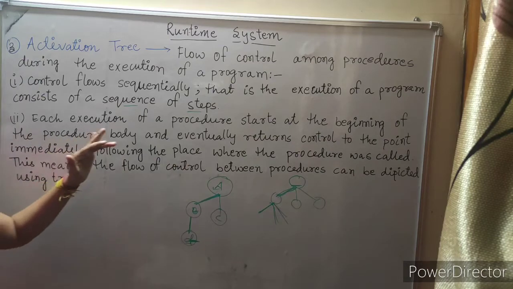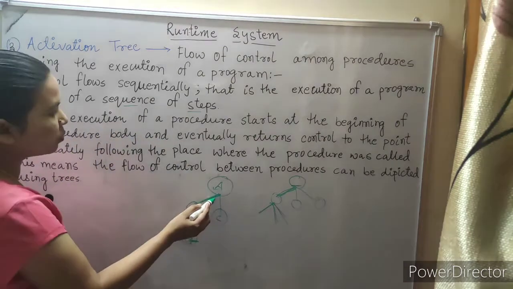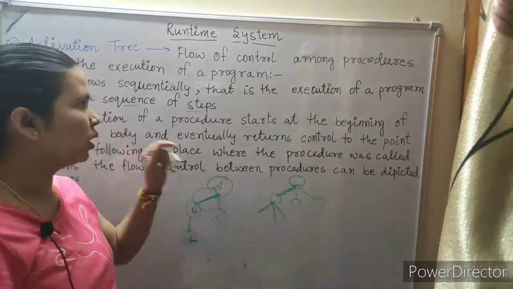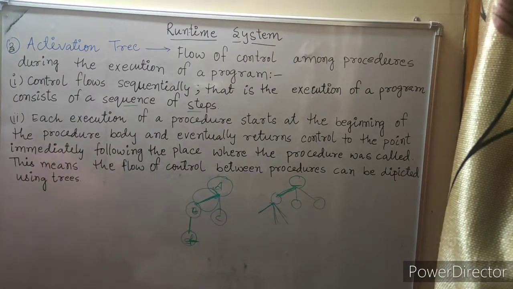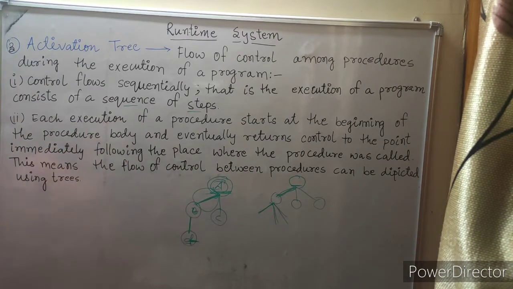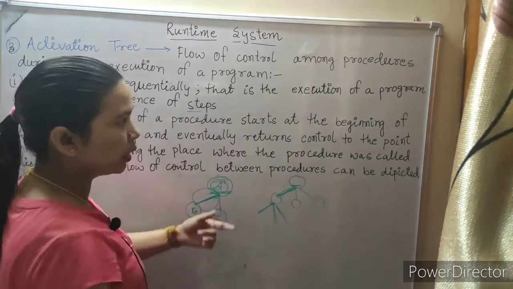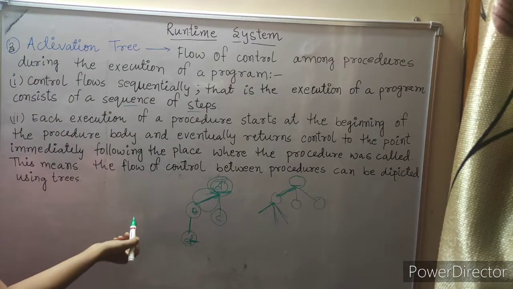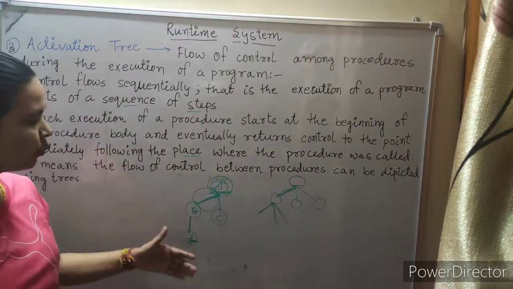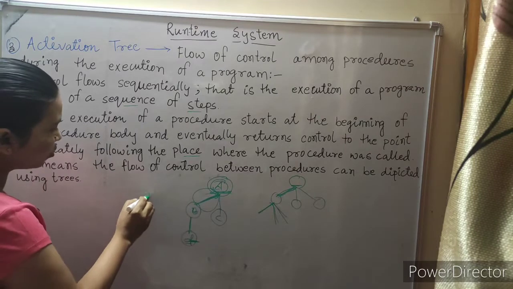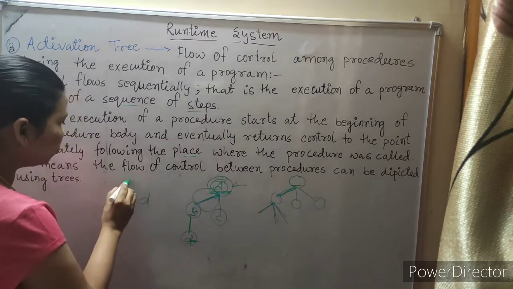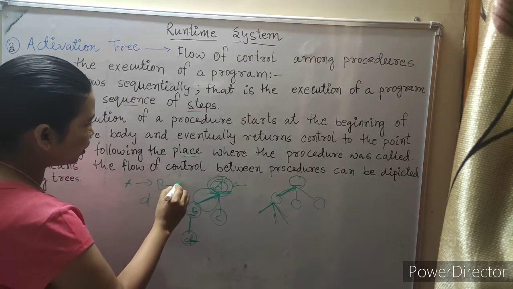Now, number 2, each execution of a procedure: whenever we execute one procedure, every procedure starts at the beginning. That means the root node, the beginning of the procedure body. We will start from the root node. This is the execution body, the beginning of the procedure body, and eventually returns control to the point immediately following the place where the procedure was called. That is, if I call D, then I will start from A, and A goes to B, and then afterwards B to D.